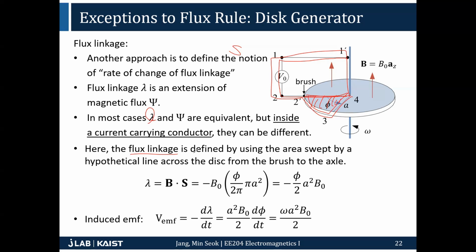Again, the flux linkage is defined by using the area swept by a hypothetical line across the disk from the brush to the axle. So we draw a hypothetical line here, and the disk spins, and let's say a time delta t has elapsed, then this amount of area is swept by this hypothetical line. That's how you define the surface area difference in flux linkage. Okay, so this is one way to resolve the problem.